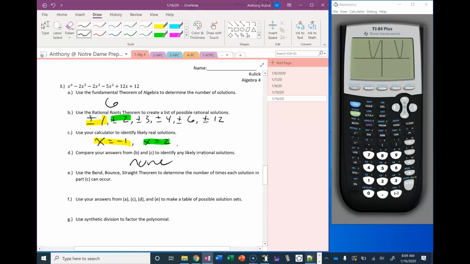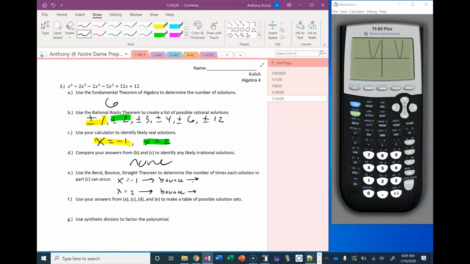Everybody feel good with that? Okay. So if I look at -1, is that a bend, bounce, or straight? That's a bounce. And if I look at +2, is that a bend, bounce, or straight? Also a bounce. Everybody clear as to how I can tell? You're just looking at the picture, right?